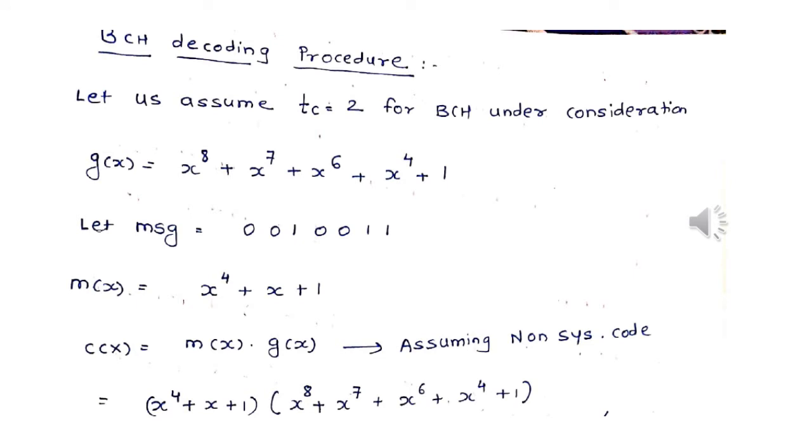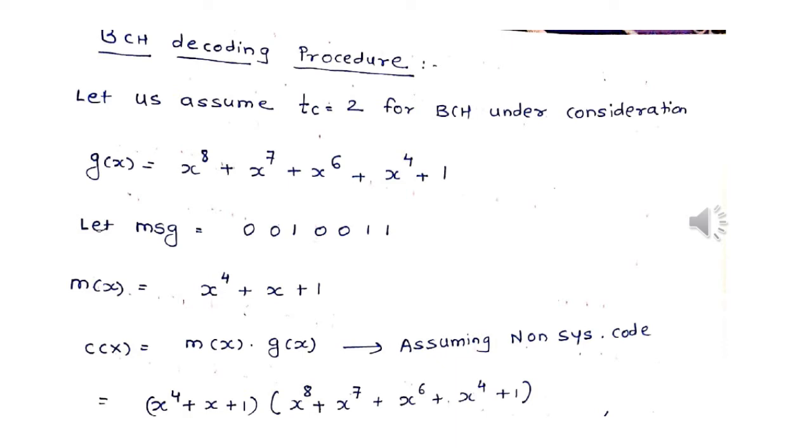So it's the BCH decoding procedure. We are assuming that our BCH code has an error correcting ability of 2 bits, so TC is equal to 2. So the corresponding generator polynomial is x raised to 8 plus x raised to 7 plus x raised to 6 plus x raised to 4 plus 1. How did we get this generator polynomial? This was completely explained in the previous PPT of BCH encoding. So please refer to the PPT for this g(x).